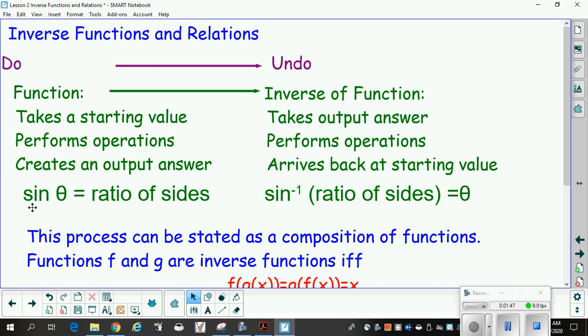So in other words, we have sine theta. That's the sine of an angle is equal to the ratio of the sides. Now, if we do the inverse sine, this is not a reciprocal, even though it has the negative one superscript. When you put a negative superscript on a function, it's not the reciprocal, it is the inverse. So if I do the inverse sine of the ratio of sides, which, notice, was the output from the other, I'm going to get the angle back. So the two values here are the angle and the ratio of sides. If we swap them around, we're just doing the inverse.